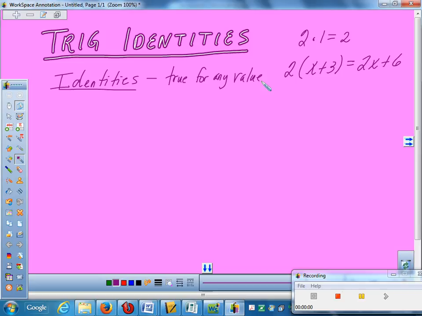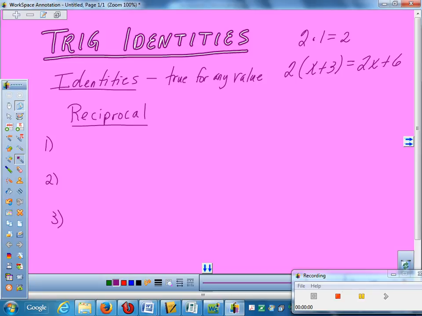Okay, I'm going to teach them to you in groups because they kind of go together. You don't have to know them by these groups, but I think it helps. The first 3 identities are what we call the reciprocal identities because they tell us which trig functions are reciprocals of each other. Now, we already know this, I hope. Which trig function is the reciprocal of sine? Cosecant.